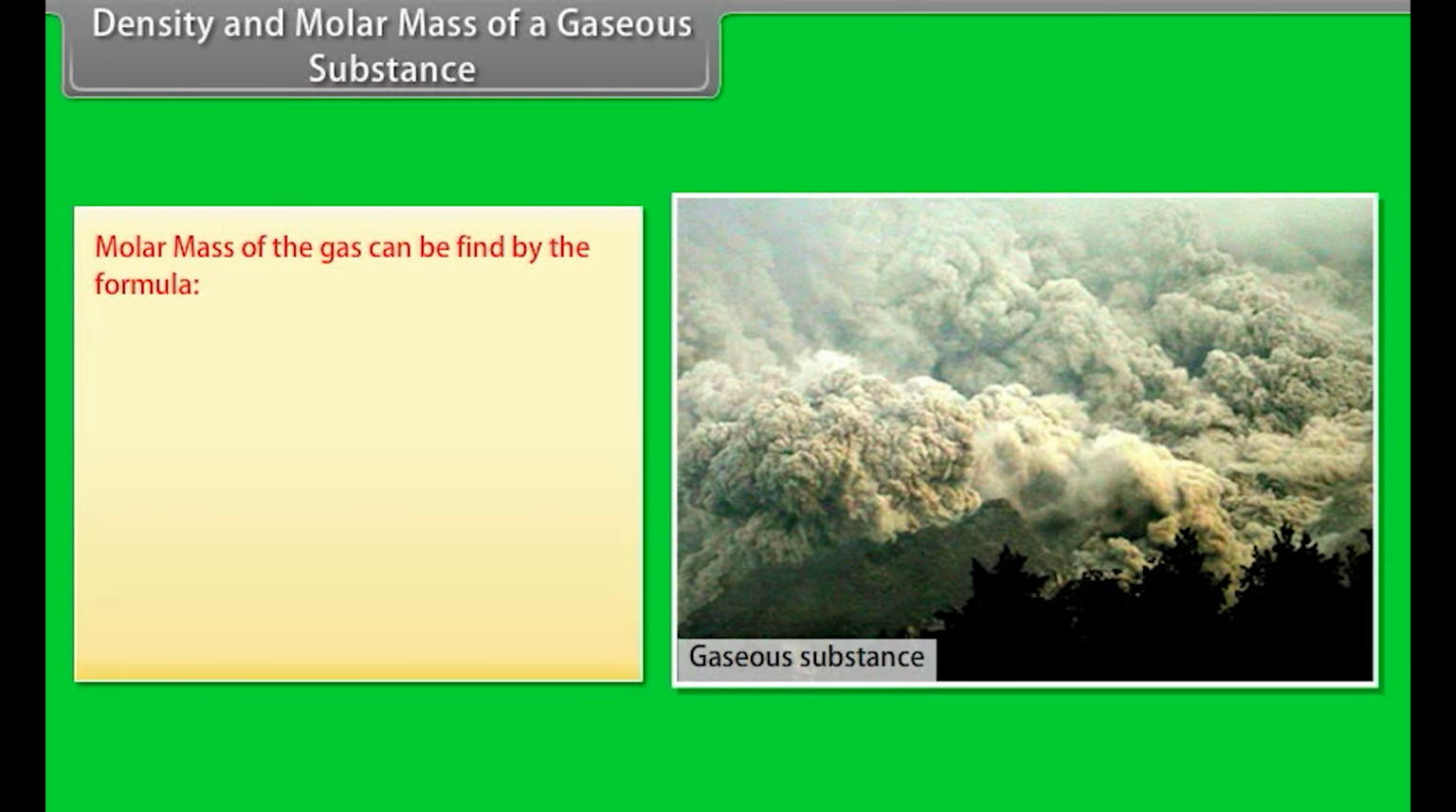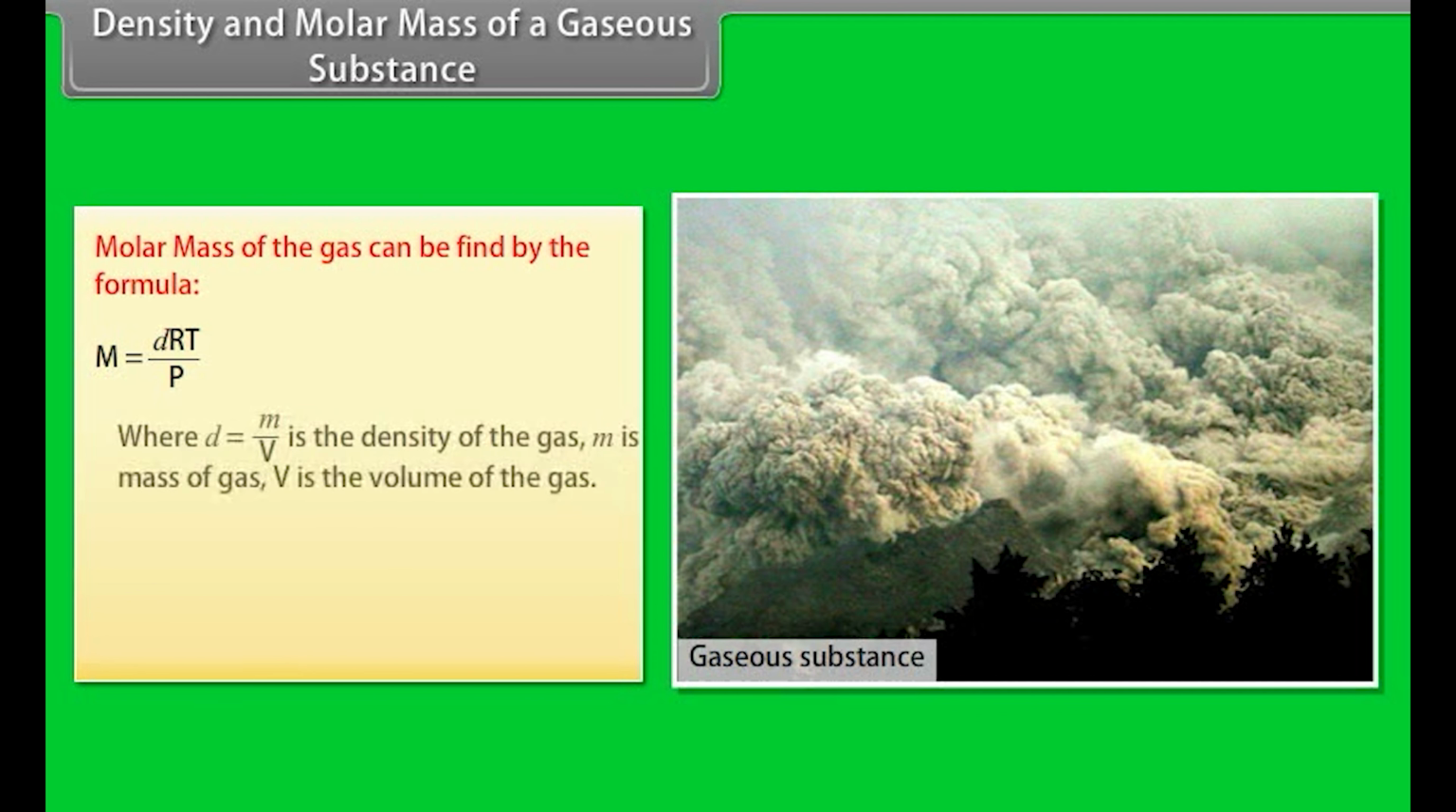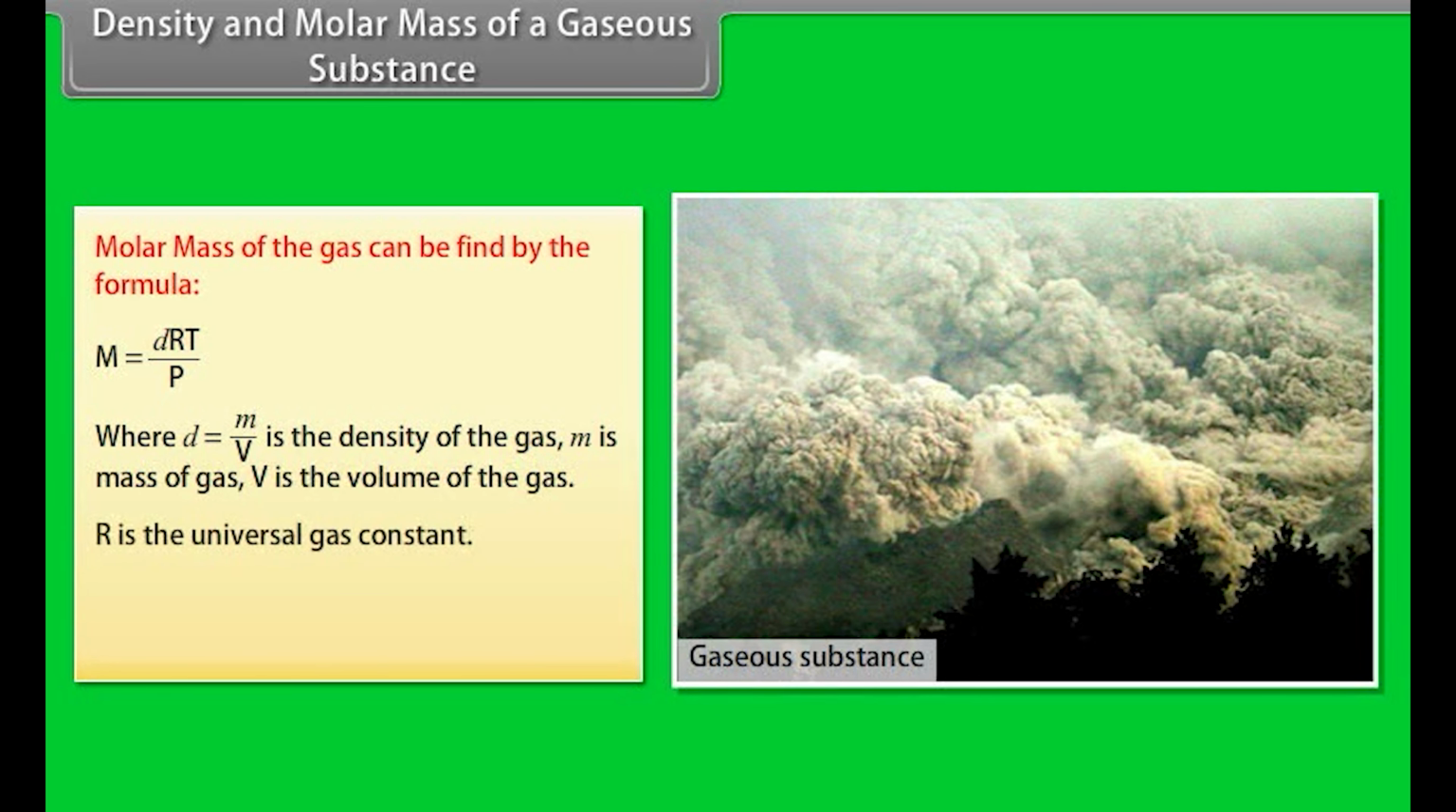Density and molar mass of a gaseous substance. Molar mass of the gas can be found by the formula M is equal to D into R into T by P, where D is equal to M by V is the density of the gas, M is mass of gas, V is the volume of the gas, R is the universal gas constant, T is the temperature of the gas, P is the pressure of the gas.